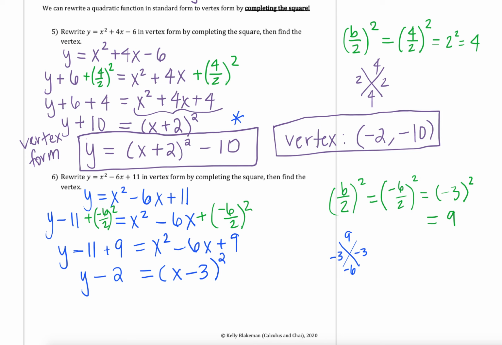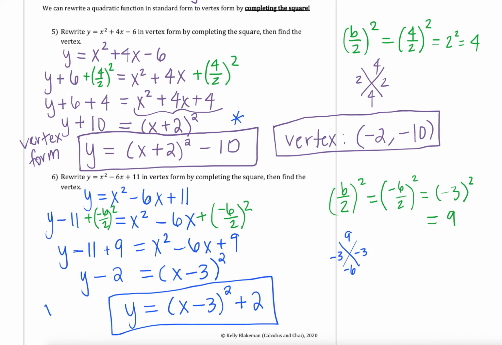Now from here, to get it into vertex form, what is the last thing that I need to do? So my last step here is I want to isolate that y so that I'm in vertex form. So I'm going to add the 2 to the other side, and we get x minus 3 squared plus 2. And this right here will be our final answer in vertex form.